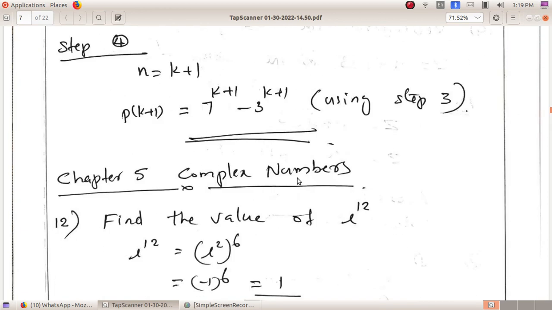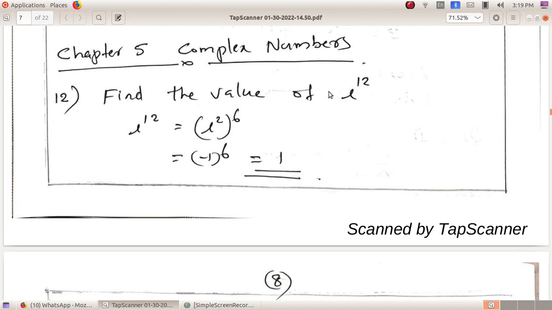Then chapter 5, complex numbers. Find the value of i raised to 12. You know that i raised to 12 means i square whole raised to 6, because 2 into 6 is 12. Okay, what is i square? By the definition of complex number, i square is equal to minus 1, raised to 6. Minus 1 raised to 6 means what? Minus 1 into minus 1 into minus 1 up to 6 times. That is plus 1. Okay. So answer of i raised to 12 is equal to what?